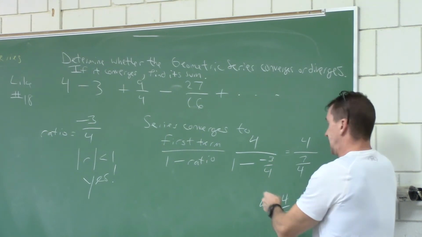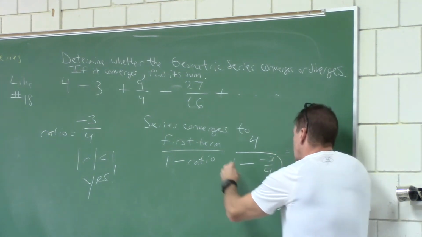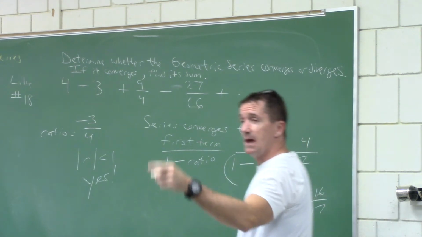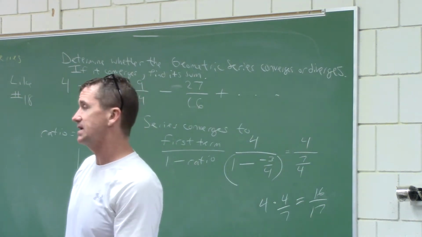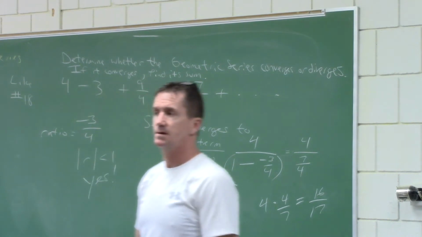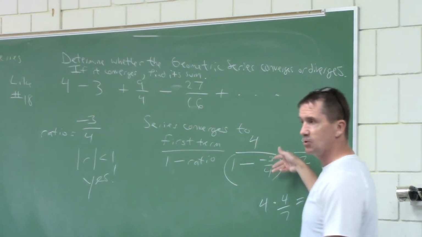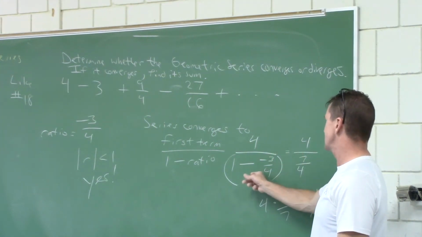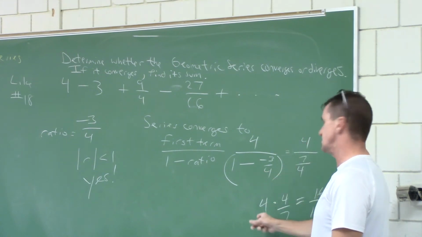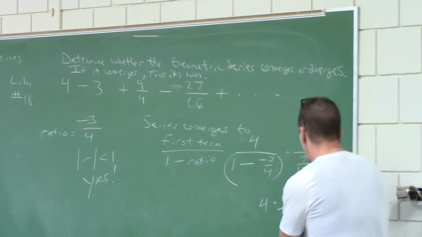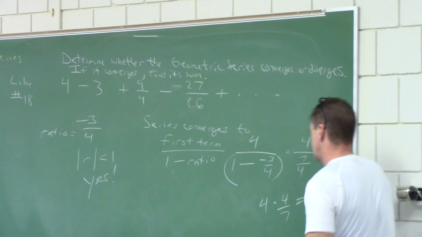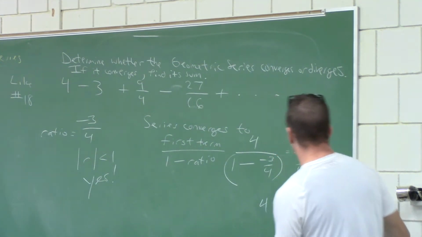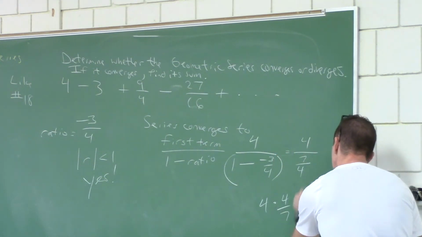I mean, you can hit this on the calculator. If you do, be careful with the parentheses. You might want to hit that math 1 fraction button because you might get that repeating decimal, right? But I'm telling you, you're probably quicker without the calculator. That's just 7/4. 4 divided by 7/4 is 4 times 4/7. That's 16/7.